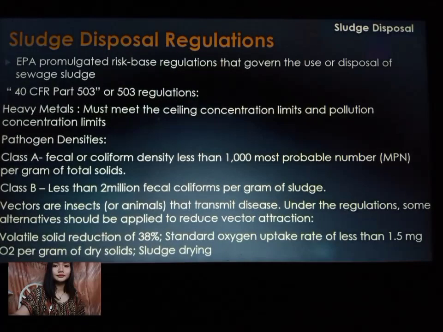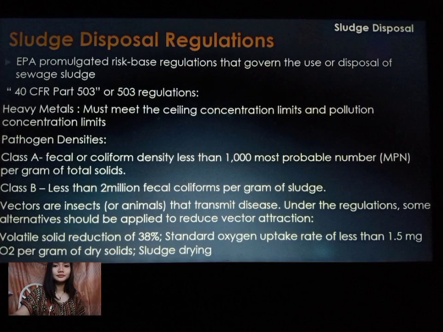Sludge disposal regulations. The Environmental Protection Agency promulgated risk-based regulations that govern the use or disposal of sewage sludge. The regulations apply to sewage sludge generated from the treatment of domestic sewage that is land applied, placed on a surface disposal site, or incinerated in an incinerator that accepts only sewage sludge. Heavy metals must meet the ceiling concentration limits and pollutant concentration limits.